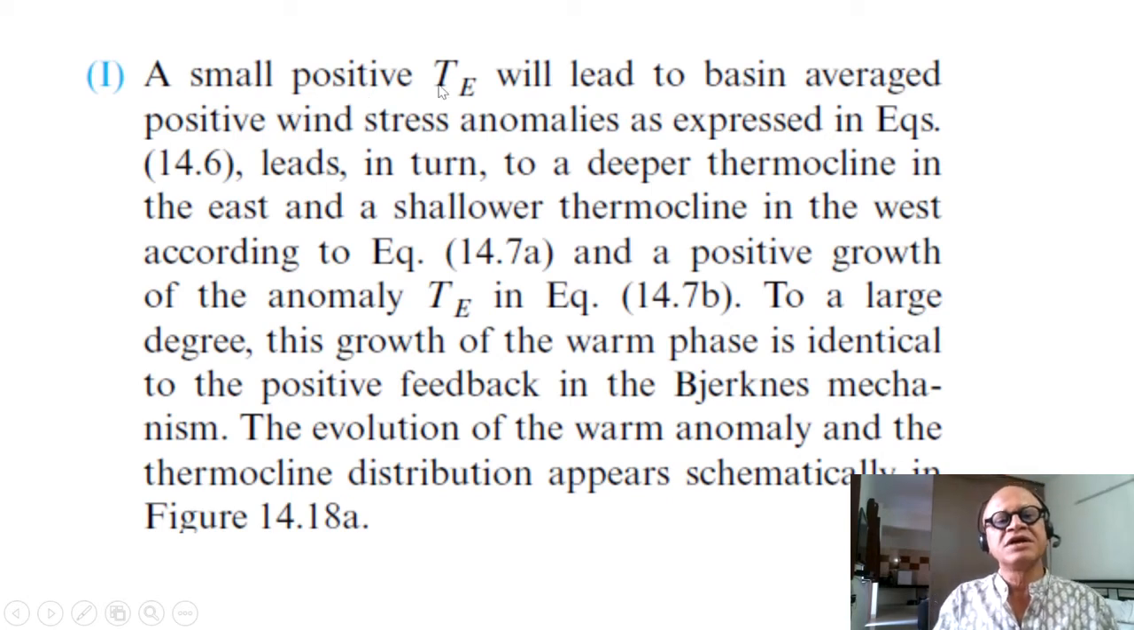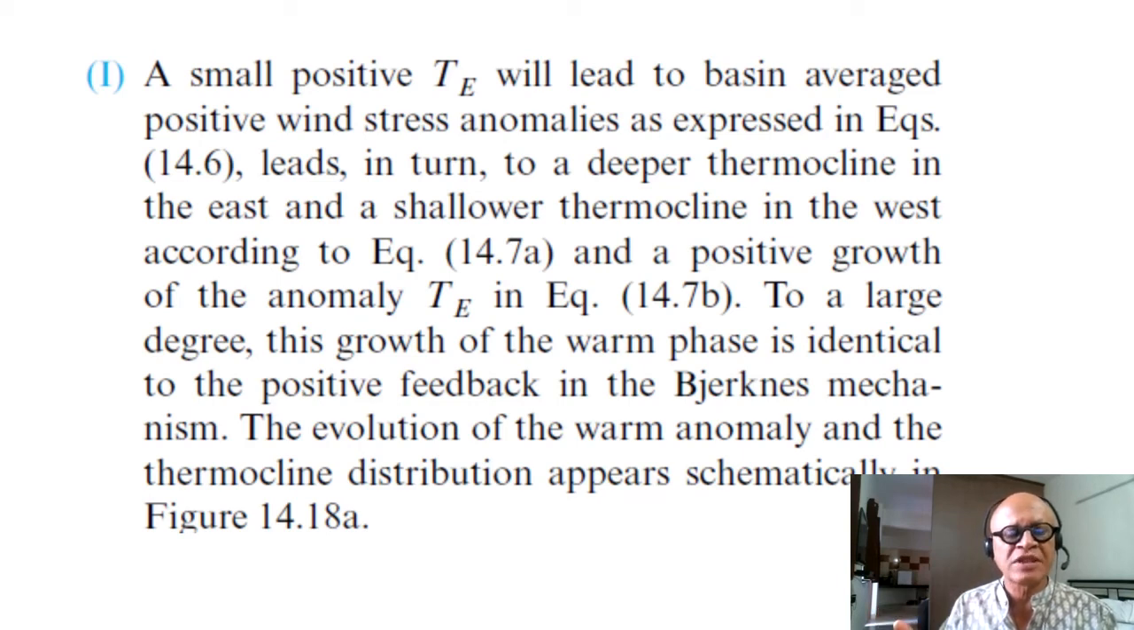So here, a small positive TE will lead to a basin averaged positive wind stress anomaly as expressed in the equations, leading to deeper thermocline in the east and shallower thermocline in the west, and a positive growth anomaly of TE. So we are getting all three quantities here. To a large degree, this growth of the warm phase is identical to the positive feedback in the Bjerknes mechanism.